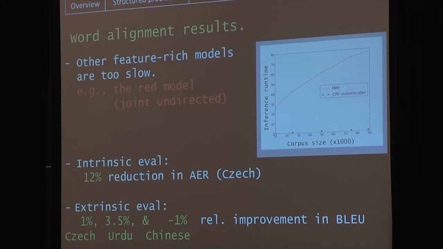And when I diagnosed what's wrong with Chinese, I found that several helpful features which helped with Czech and Urdu were orthographic features, and the Chinese language does not use letters. So we anticipate that adding more features or doing more feature engineering might help fix this problem.